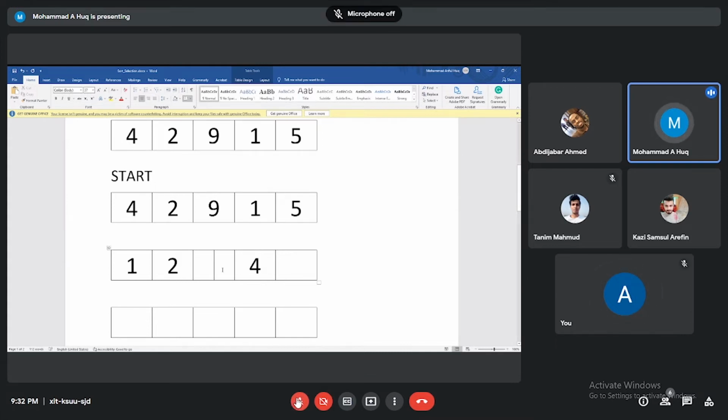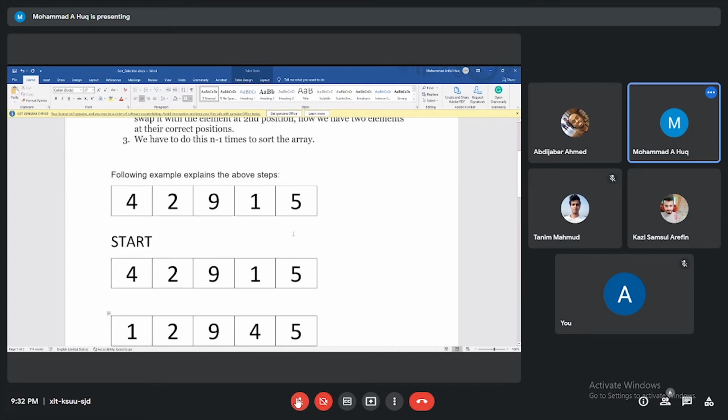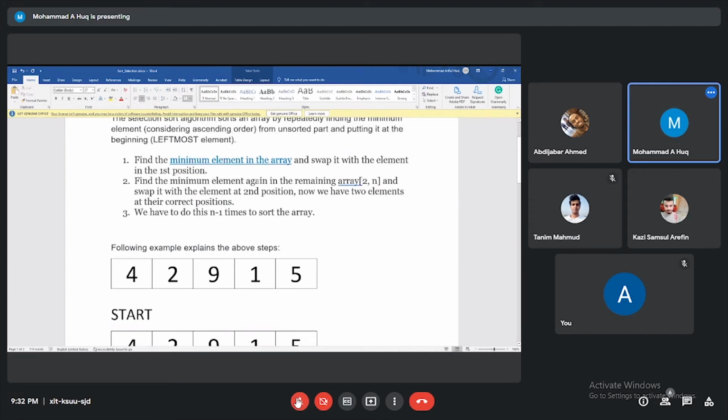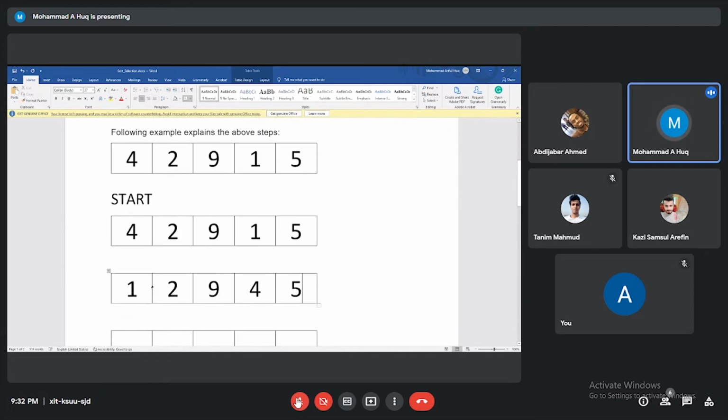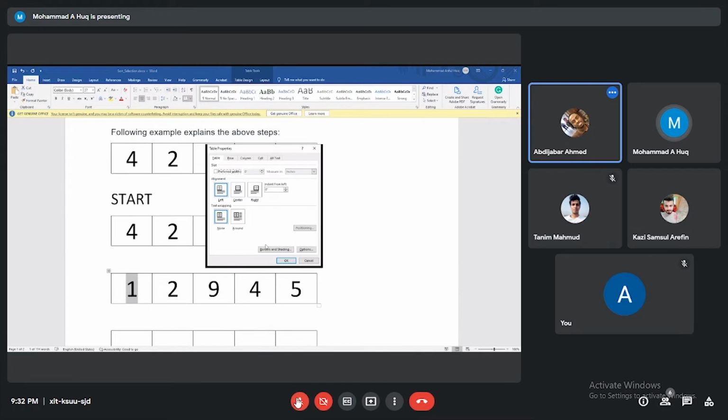It's very easy then. 1 and 4 will be swapped and the other will be unchanged. Yes, 2 9 5. Then the second step, find the minimum element again in the remaining array 2 to n. So will you touch it right now? This one, never. This is already sorted.